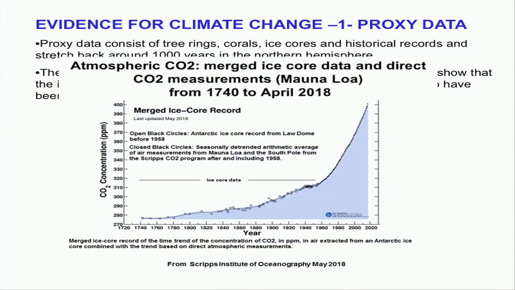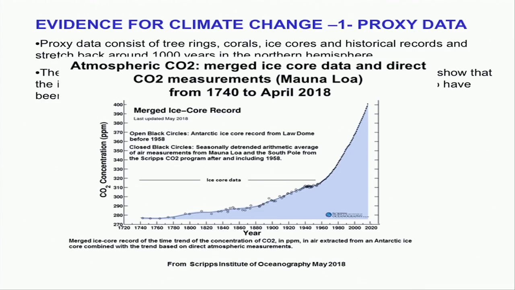So we can get some confidence from those reconstructed temperatures. So I guess the question is, well, how well do the modern instrumental measurements compare to previous measurements? Well, for CO2, it's actually quite good because we rely on ice core data. And what this shows is the merged record from ice core data. This one is actually from the Law Dome in Antarctica.